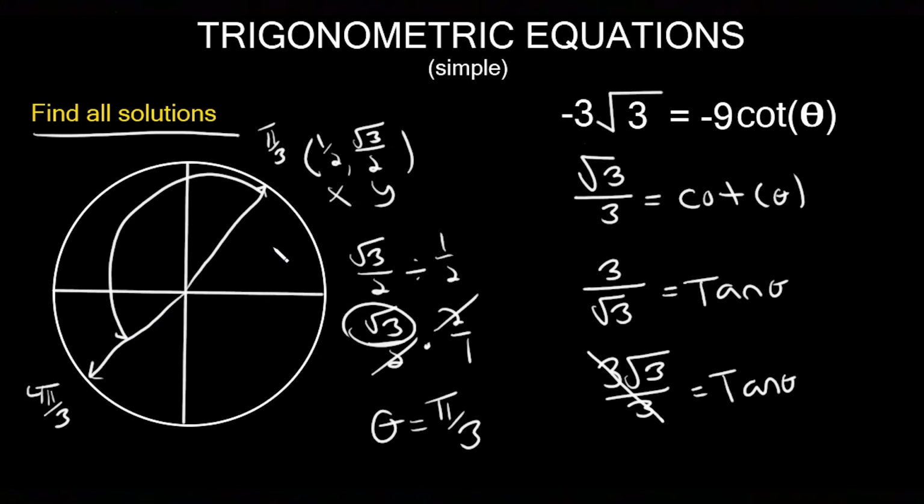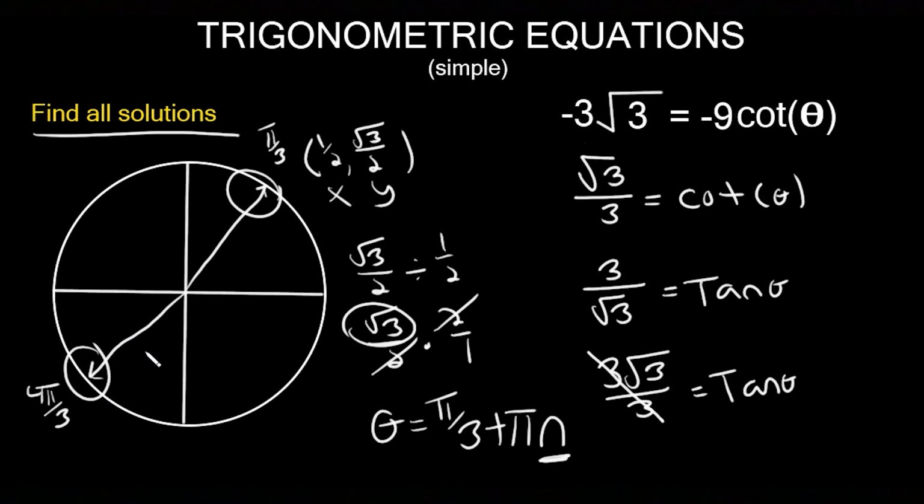So what I can say here is my solution is going to be theta is equal to pi over 3, that first solution, plus pi, and then I want to include all the other solutions that will occur. Well, if I put an n here, an n meaning any integer, that is going to cover all of my solutions, right? And you can test it out. Remember, an integer is 0, 1, 2, 3, 4, 5, right? It can also be negative. So you could have -1, -2, -3, -4, just no decimals. So if you plug an integer into this n here, you should be landing on either this position here or this position here, okay?